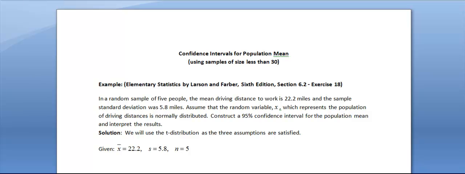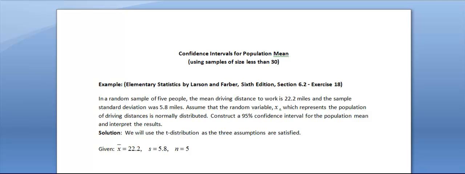In a random sample of 5 people, the mean driving distance to work is 22.2 miles and the sample standard deviation was 5.8 miles. Assume that the random variable x representing the population of all driving distances is normally distributed, and construct a 95% confidence interval for the population mean and interpret the results.